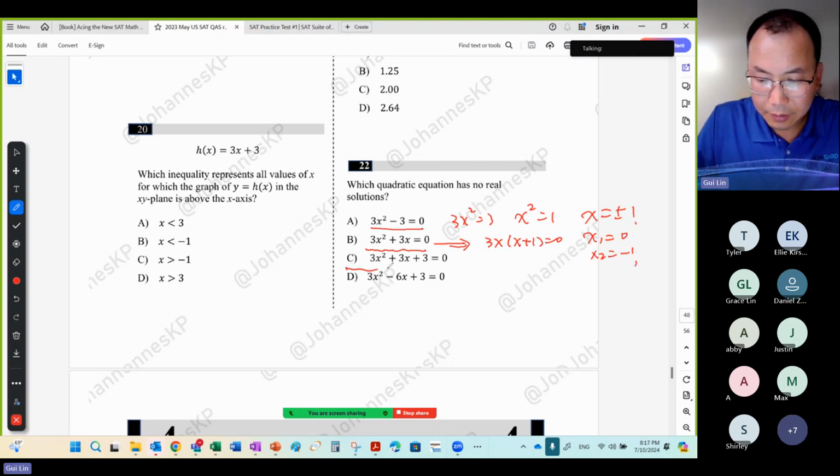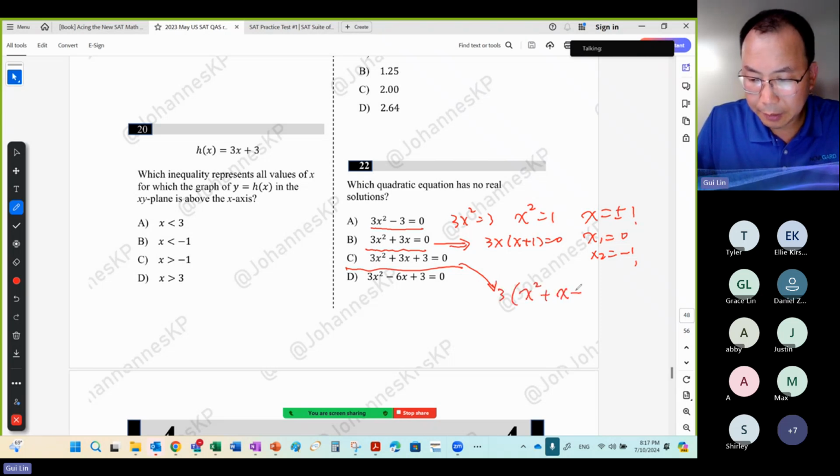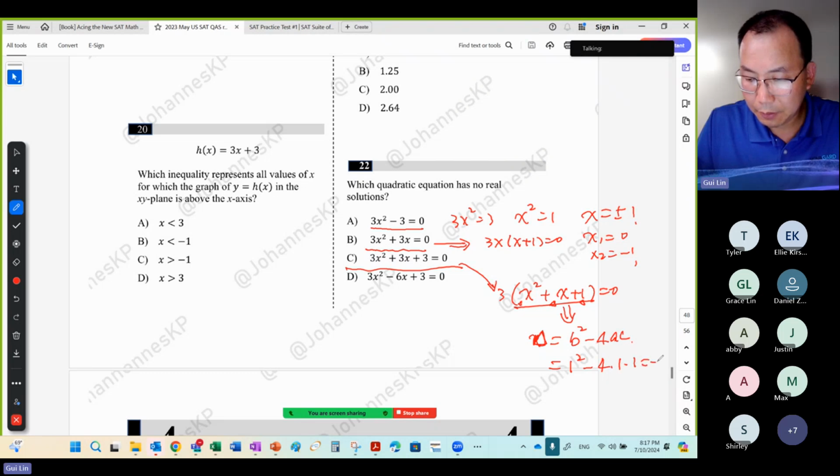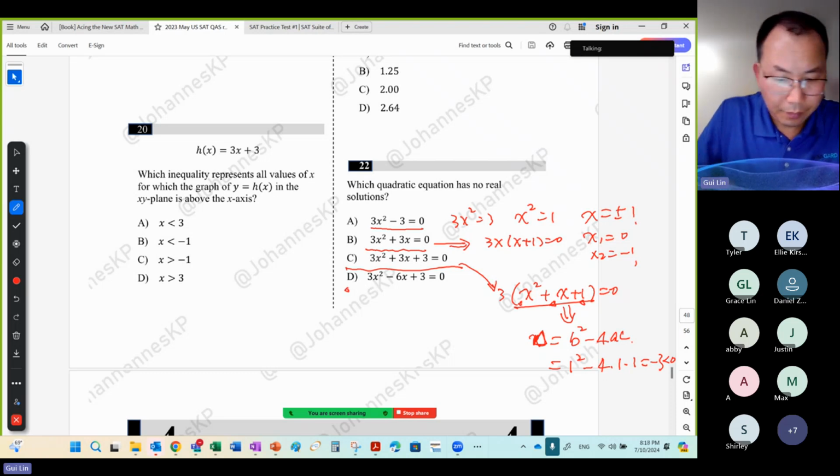All right, let's see C. We can take 3 out. The rest is x squared plus x plus 1 equals 0. For this one we use the discriminant, b squared minus 4ac, right? A is the coefficient here, B is the coefficient here, and C is the constant number here. So all equal 1 in this case. 1 squared minus 4 equals -3, less than 0. So this one has no real solutions, but it has imaginary number solutions. Right? C. Now D.